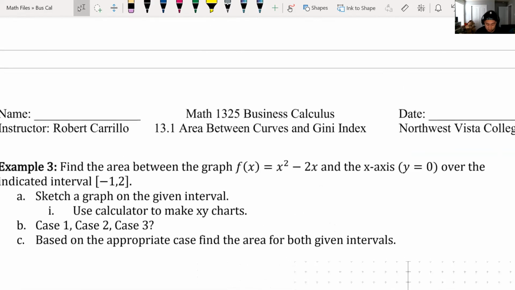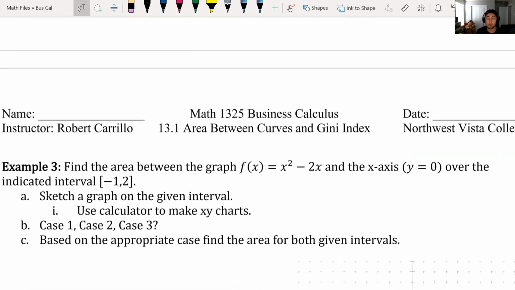Okay, find the area between the graph of f of x equals x squared minus 2x and the x-axis. So the x-axis is also known as the line y equals 0. So this means that y equals 0 is going to be our g of x. And we want this over the interval -1 to 2. Hey, that's like the last interval. Okay, so first thing, make your XY charts.